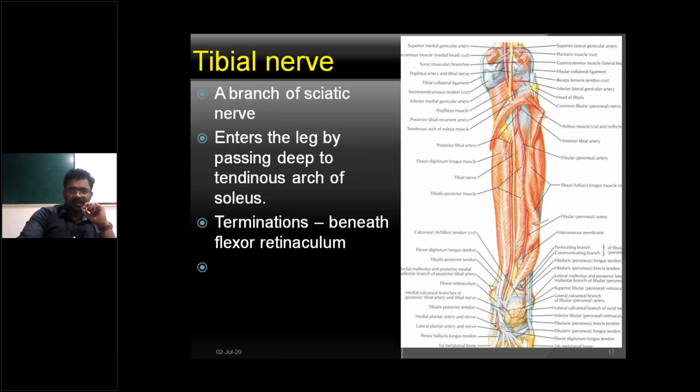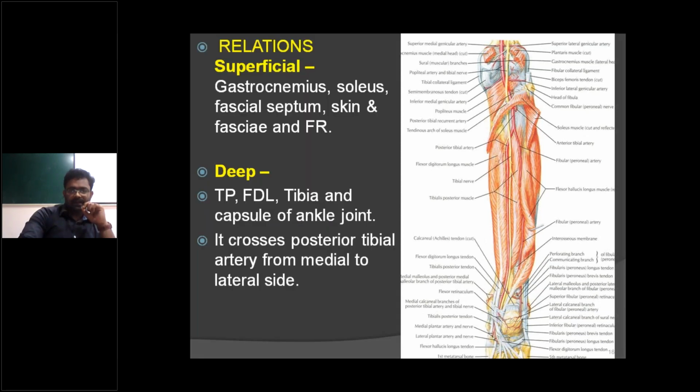So what is the course of the tibial nerve? The tibial nerve is the larger terminal branch of the sciatic nerve. It enters the leg passing deep to the tendinous arch of soleus, passes beneath the flexor retinaculum, enters the sole of the foot, and divides into the medial and lateral plantar nerves, right?